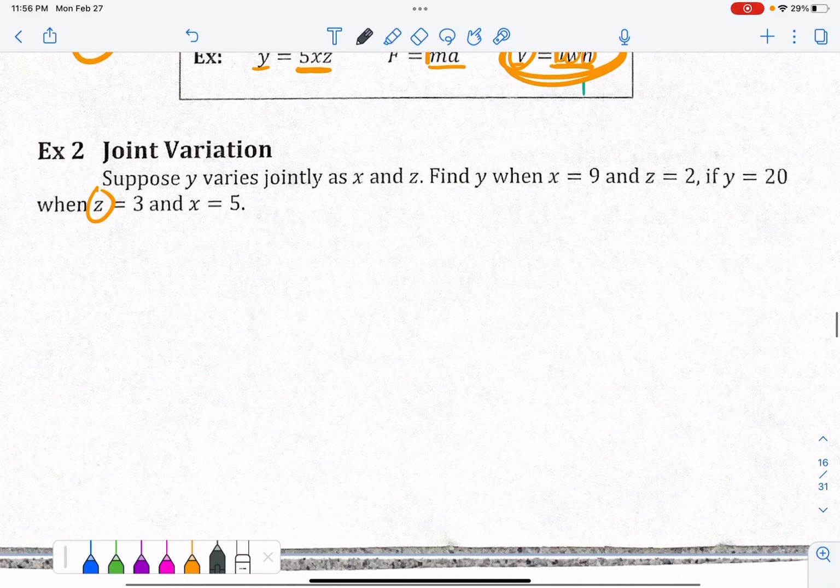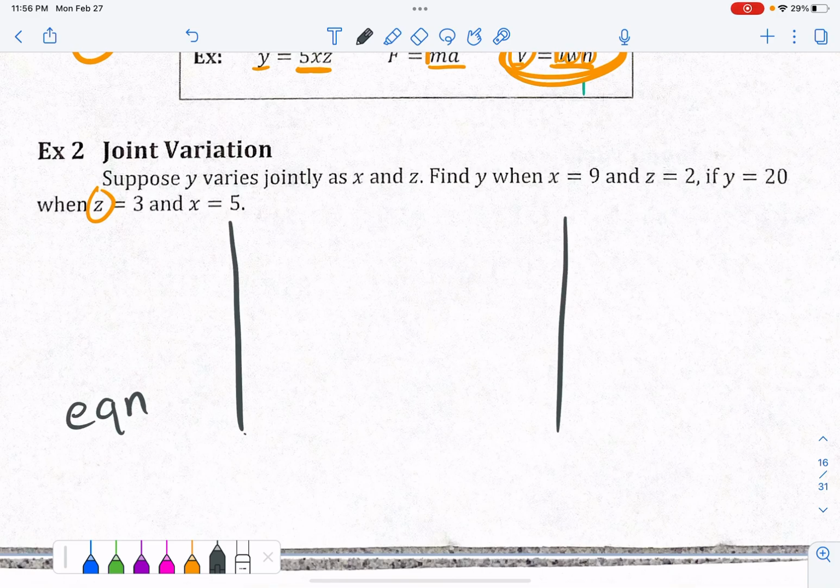So let's go down and answer this question. We're going to, again, have our 3 parts. So here we're going to define the equation, and we're going to solve for k. Then we're going to solve for what we want.